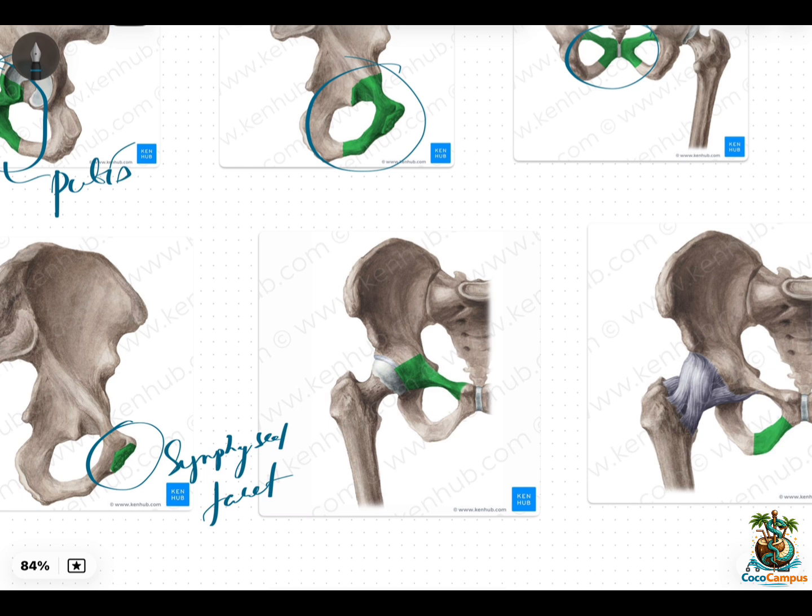Next, superior ramus of pubis. It extends from the body to the acetabulum. It forms the upper boundary of the obturator foramen and provides an origin for the pectineus muscle.